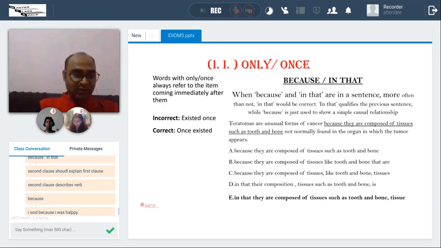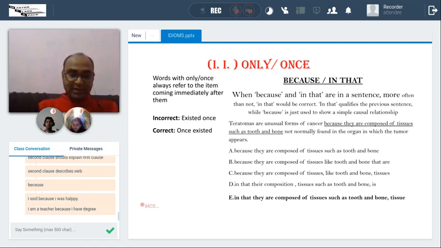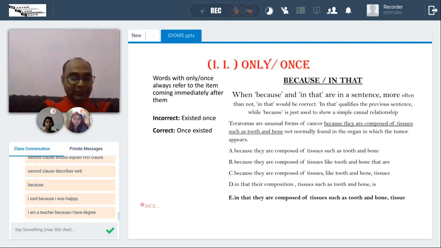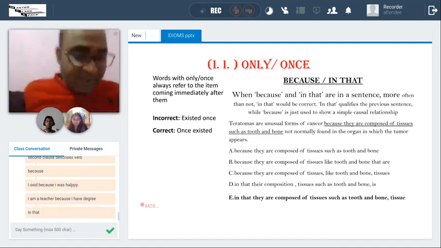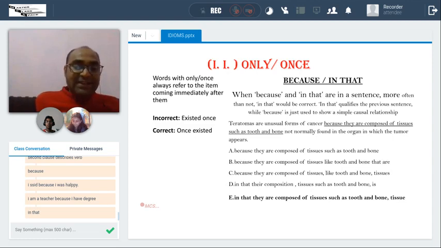Now, "I am a teacher because I have a degree." Now look at the sentence. Is it an explanation of a verb or a noun? Noun? No, not "because", noun. Yes, correct. Teacher is a noun. In that case, here it should not be "because" but "in that." So the correct sentence will be: I am a teacher in that I have a degree.